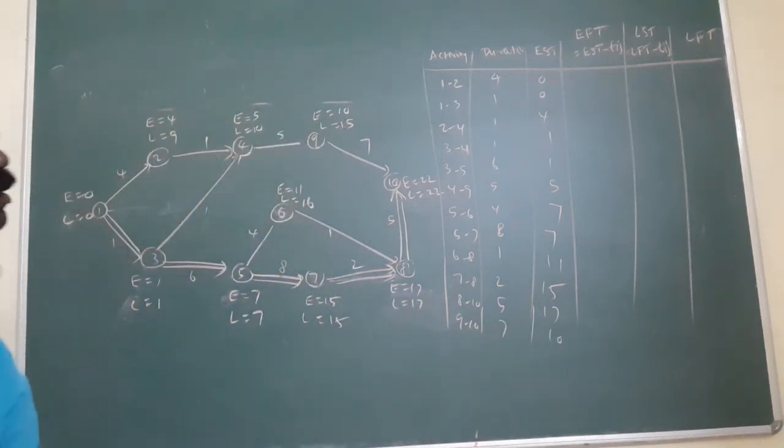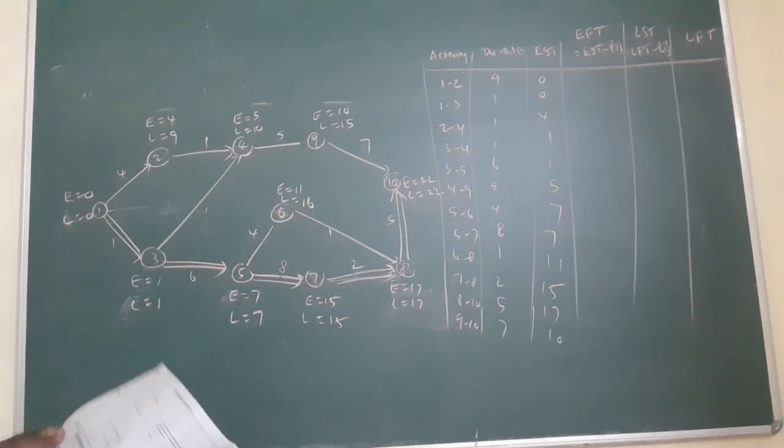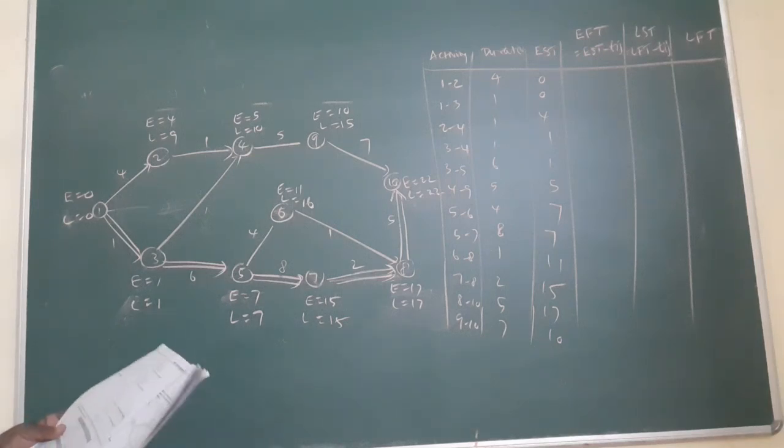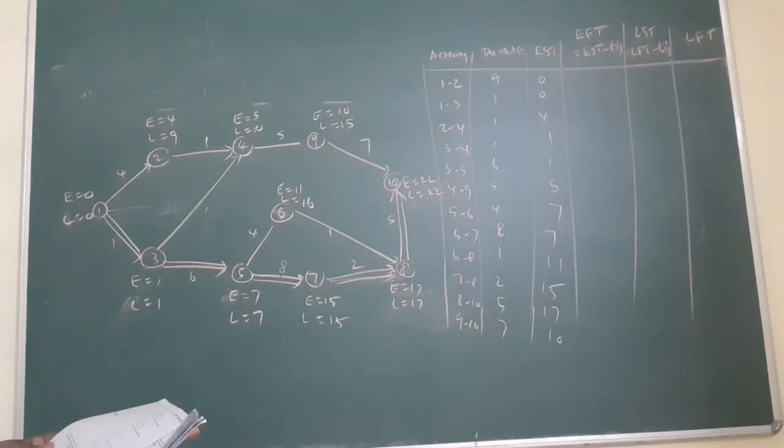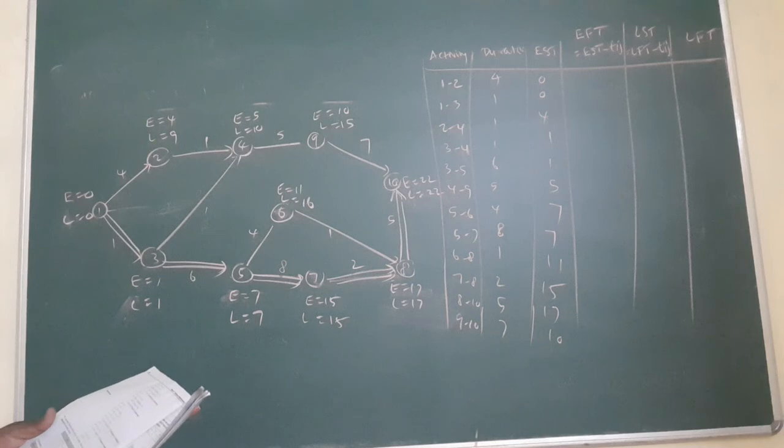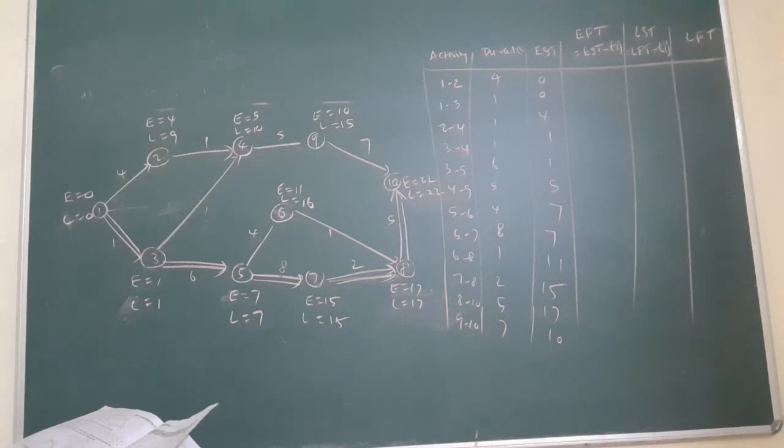Am I right? Check yourself: 0, 0, 4, 1, 1, 5, 7, 7, then 11, 15, 17, 16. The last one is 16. What is the reason? For 9 to 10, it is 10 only. Am I right?